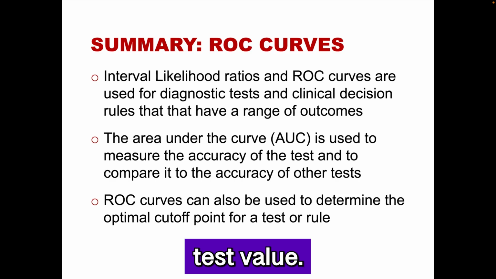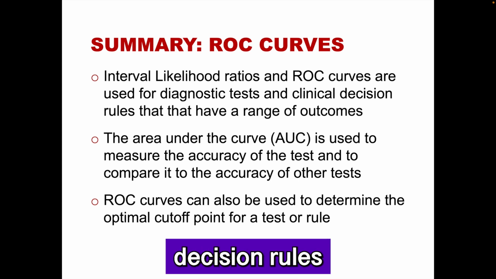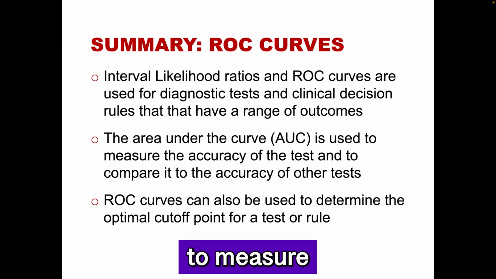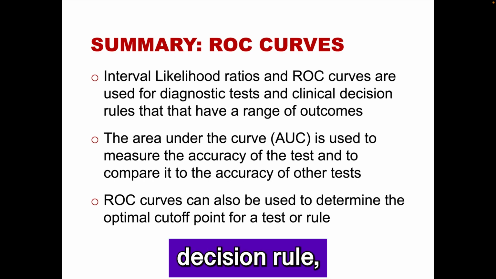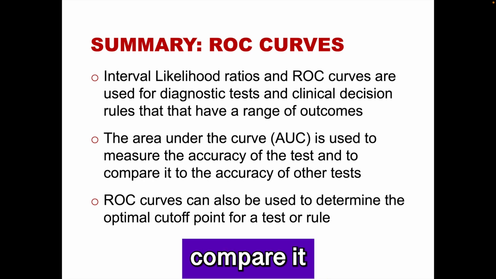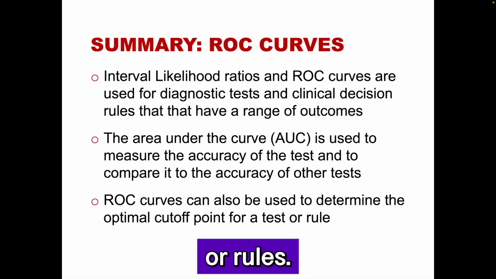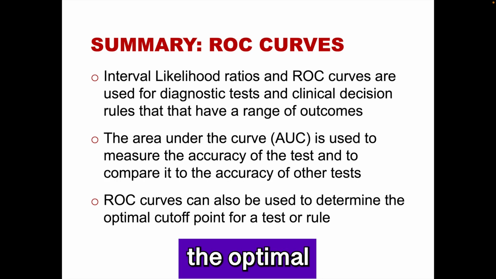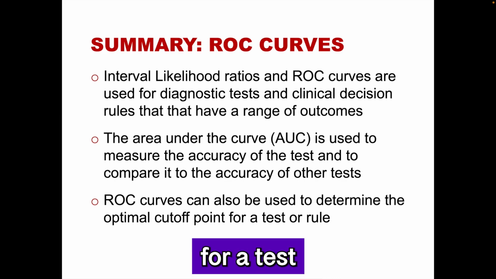In summary, interval likelihood ratios, or ROC curves, are used for diagnostic tests that have a range of outcomes and clinical decision rules that utilize a scoring system. The area under the curve is used to measure the accuracy of the diagnostic test or clinical decision rule and can be used to compare it to the accuracy of other tests or rules. Finally, ROC curves can be used to determine the optimal cutoff point for a test or rule.